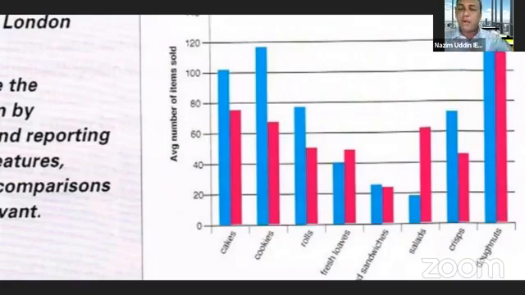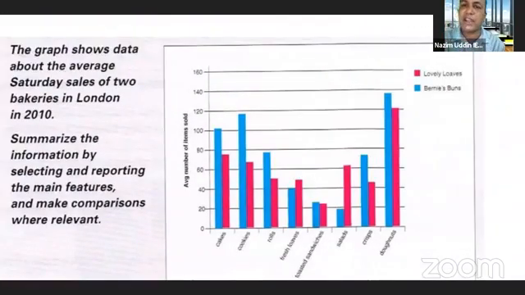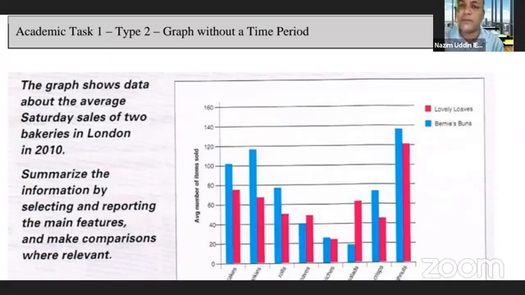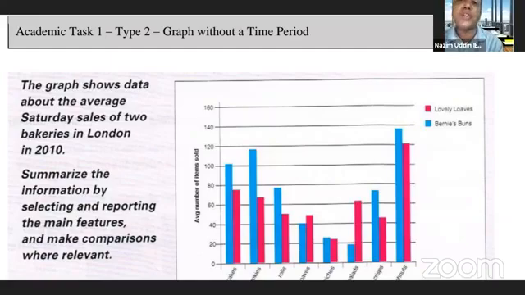Now we have to make it a report. Before making the report, you have to know how many paragraphs we need to write. The first paragraph is the introduction. What should you write in the introduction paragraph? In the previous classes I gave you some information on IELTS writing task 1 and 2. In the introduction paragraph, regarding the question, whatever you understand, you need to write in your own words.